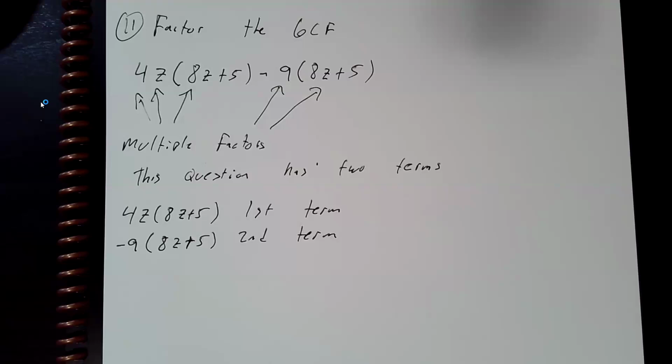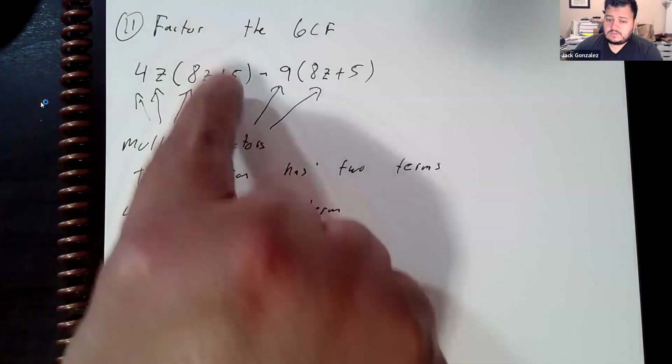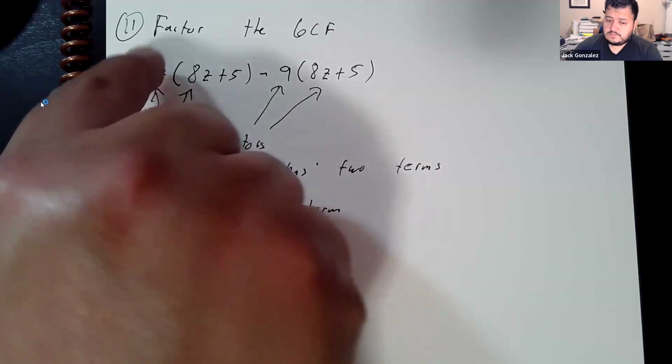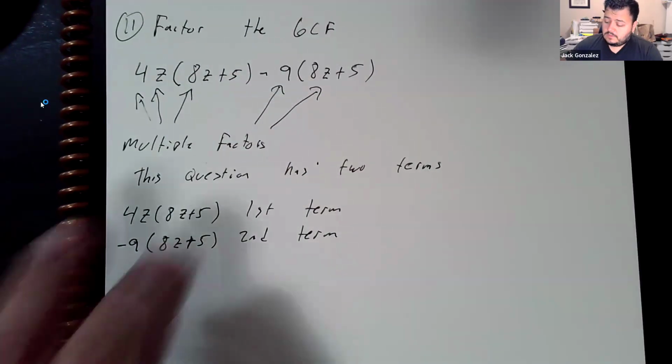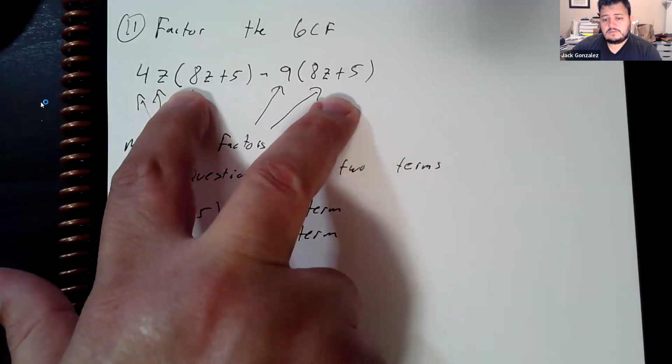I don't remember exactly, but they're supposed to be separated by something. Yeah, anything separated by a plus or a minus is a term. And anything separated by multiplication are factors. So we have 4 times z times 8z plus 5. These are three factors. And then these two things are two terms.